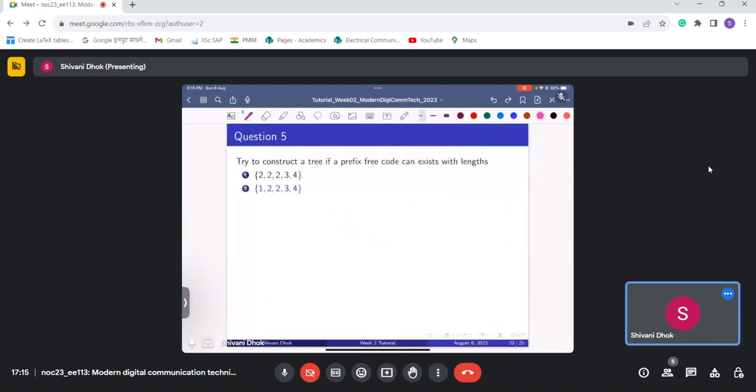So here, what we have been given is another set of lengths. We have length of A1 as 1, length of A2 as 2. We are looking at this example. Length of A3 is 2, length of A4 is 3, and length of A5 is 4. Okay, so now let us look at Kraft inequality again.